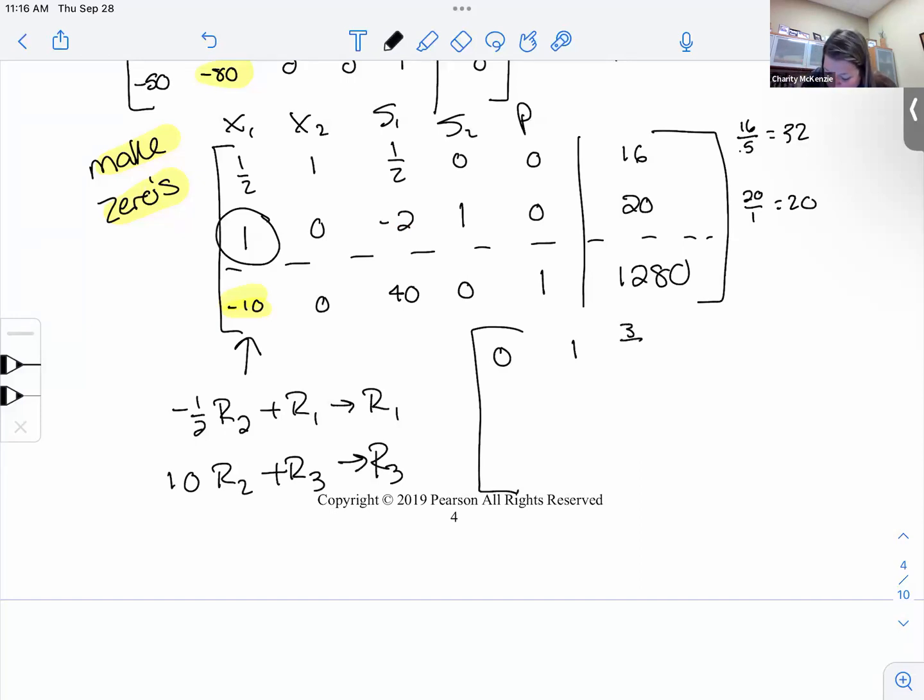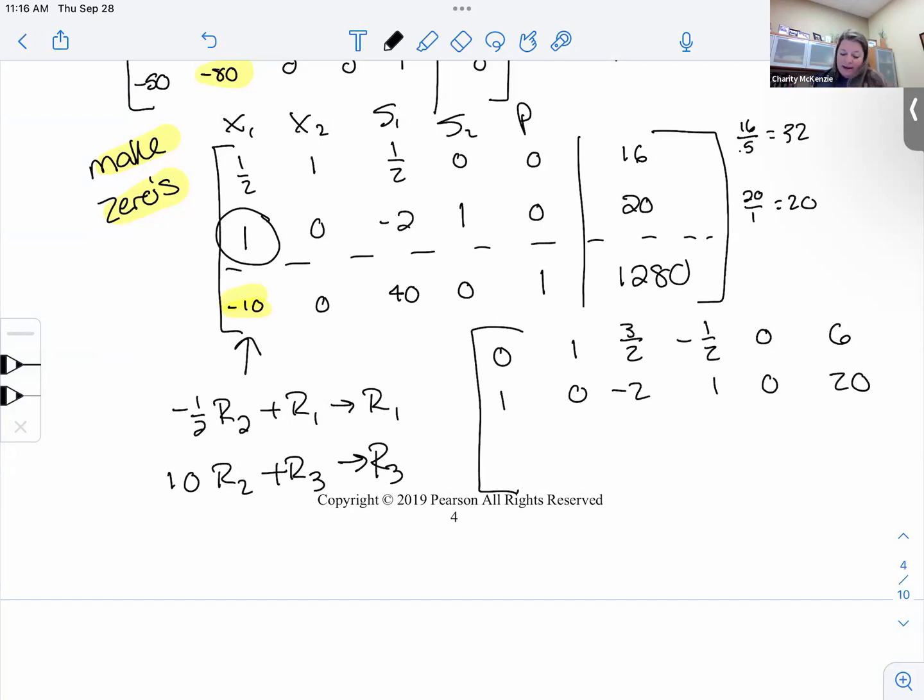So 3 halves here. And then the next one is -1/2 times 1 plus 0 is -1/2. 0 times anything plus itself is 0. And then 20 times -1/2 is -10. And then the 16, when we combine those, we just have 6 positive left. Middle row stays the same because that's our pivot row.